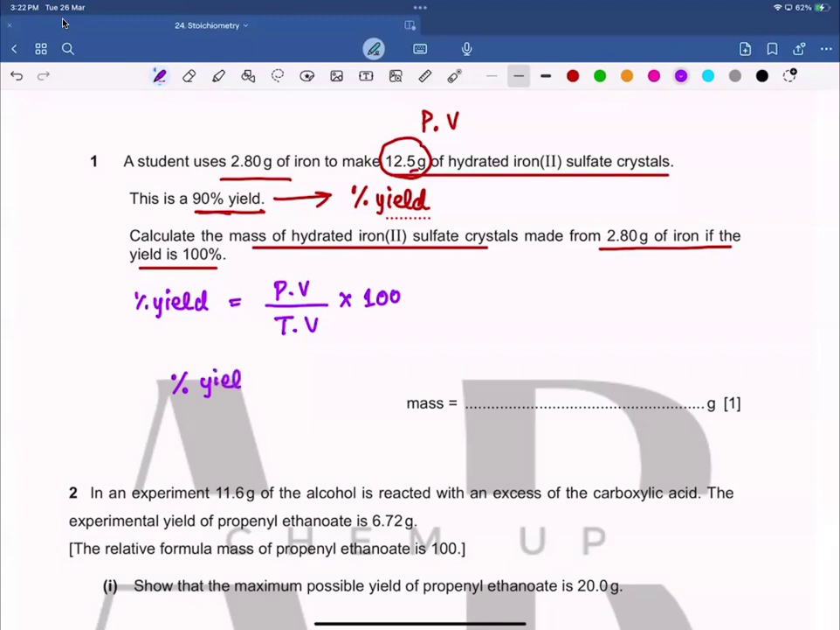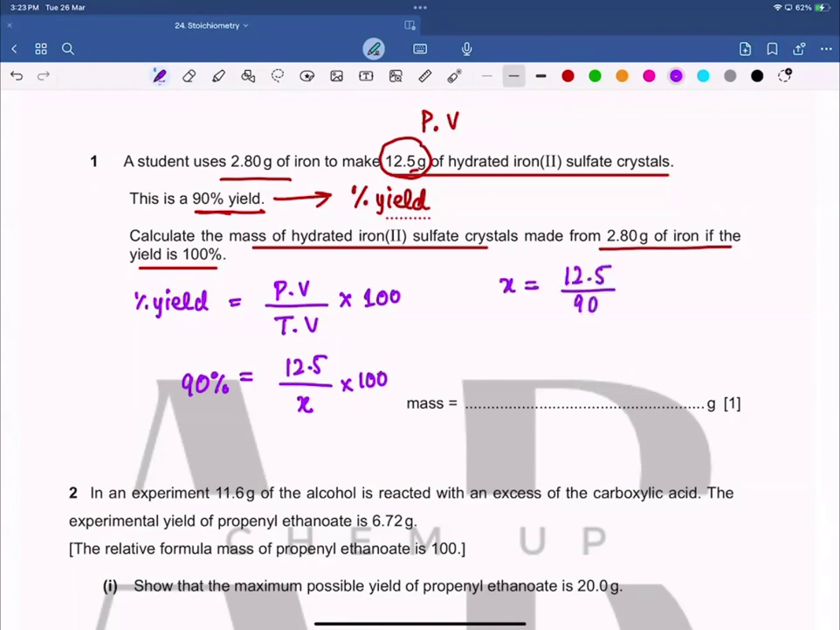So percentage yield. Okay, now here I got the percentage yield, which is 90%, right? We know the practical value, which is 12.5. We don't know which value? The theoretical value, which the examiner is saying is 100% yield, what will be the amount times 100. Now calculate the value of X. If I make X the subject, it will be 12.5 divided by 90 multiplied by 100.